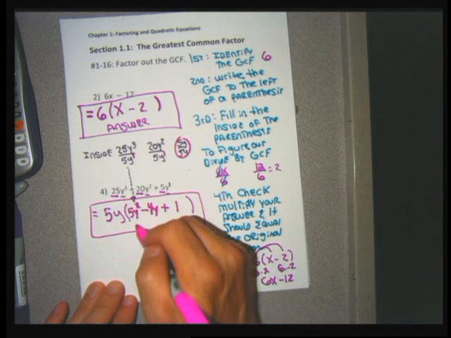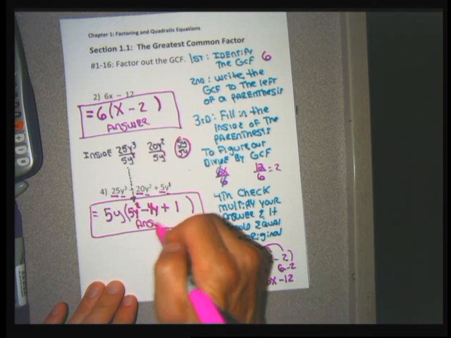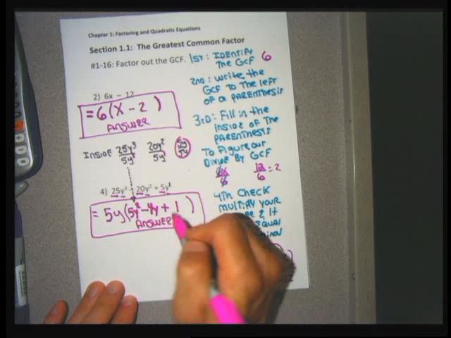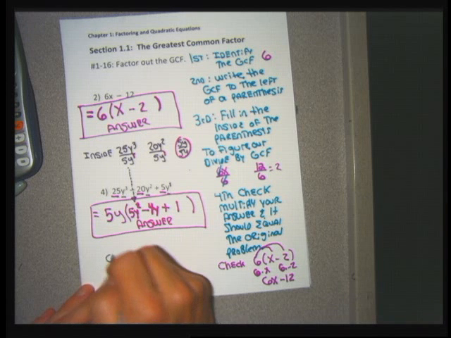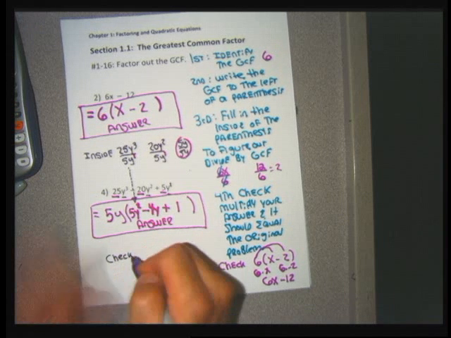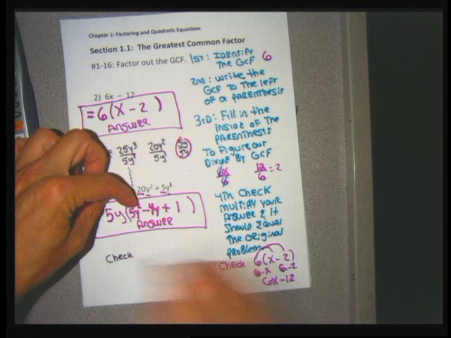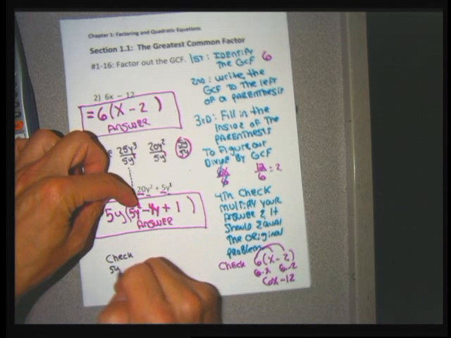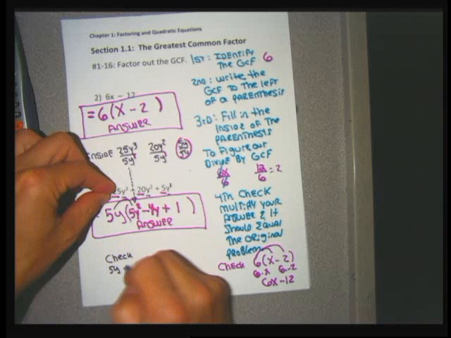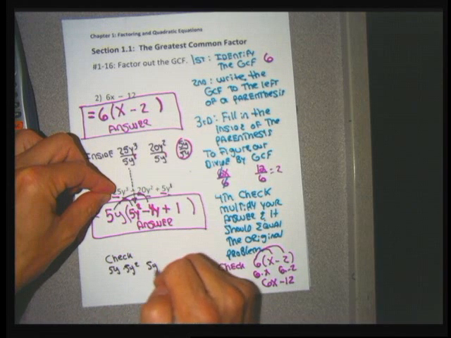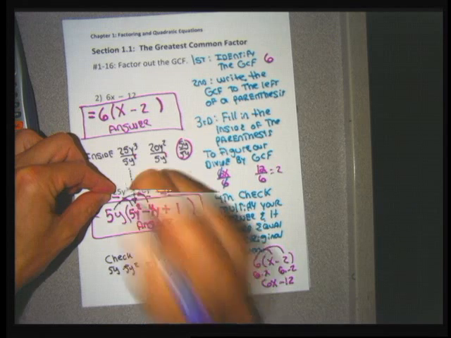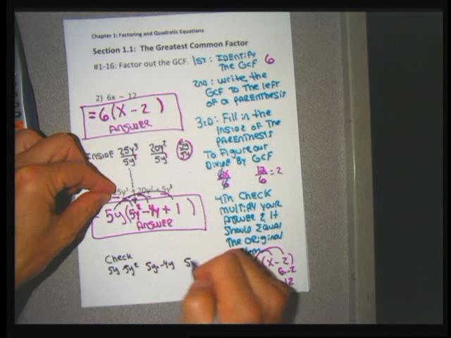And I'll check this, but eventually I'm going to stop checking because my videos get too long anyways. And the checking is easy, and like I said, I usually don't do it. So for the checking, I need to take my answer and multiply it out. To multiply out my answer, I'd go 5y times 5y squared. Then I'd go 5y times minus 4y, and I'd go 5y times 1.